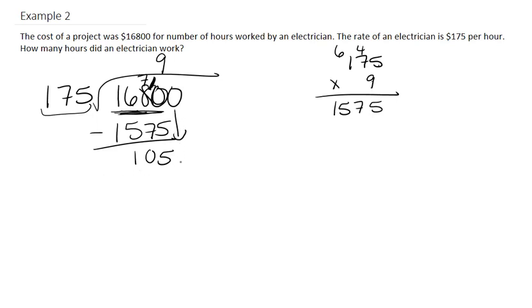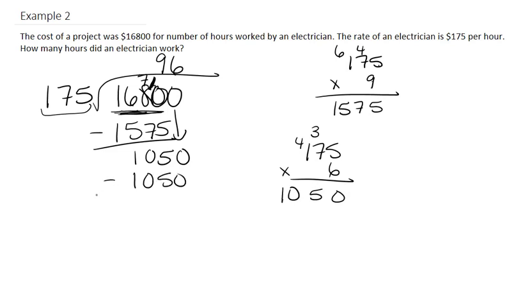So now what we do is we bring down the next digit, and we look at this number, and we look at 175 going into 1050. Well, we know it's a lot less than 9, as 175 times 9 is 1,575. So we're going to go ahead and guess that it's, we'll say 6. Now 5 times 6 is 30. So 0 below, carry the 3. 7 times 6 is 42. Plus the 3 is 45. So we have a 5, carry the 4. 6 times 1 is 6. Plus 4 is 10. So we got lucky and we know it's 6. So 175 times 6 is 1050. We subtract and we get 0. So 175 can go into 16,800 96 times. So there's 96 hours worked by an electrician.